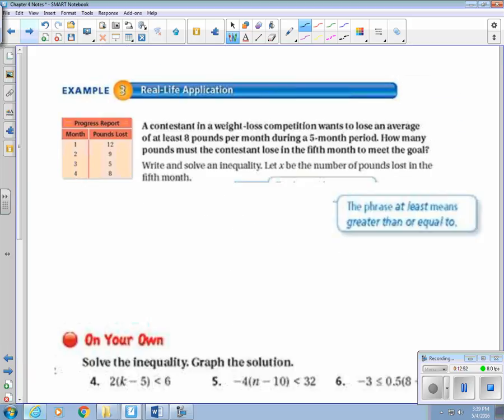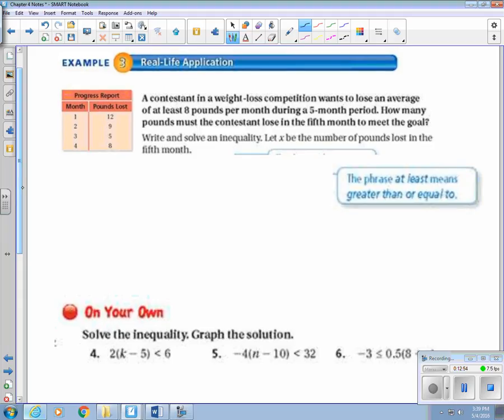All right, let's take a look at a real-life example of where we might have to solve an inequality with 2 steps. So we have a contestant in a weight loss competition, like The Biggest Loser, who wants to lose an average of at least 8 pounds per month during a 5-month period. How many pounds must the contestant lose in the 5th month to meet the goal? Write and solve an inequality. Let X be the number of pounds lost in the 5th month.